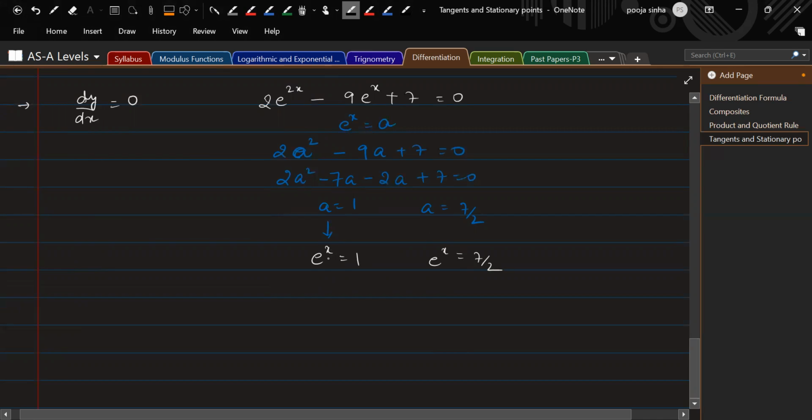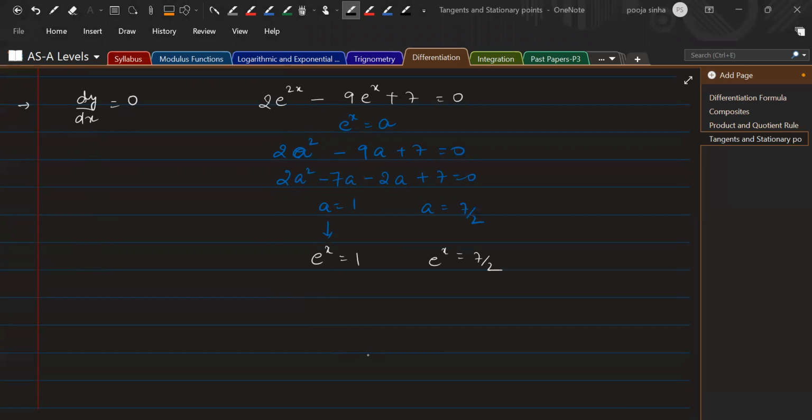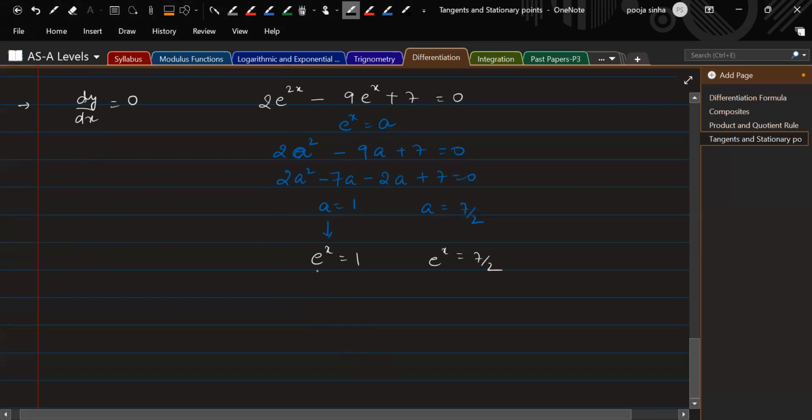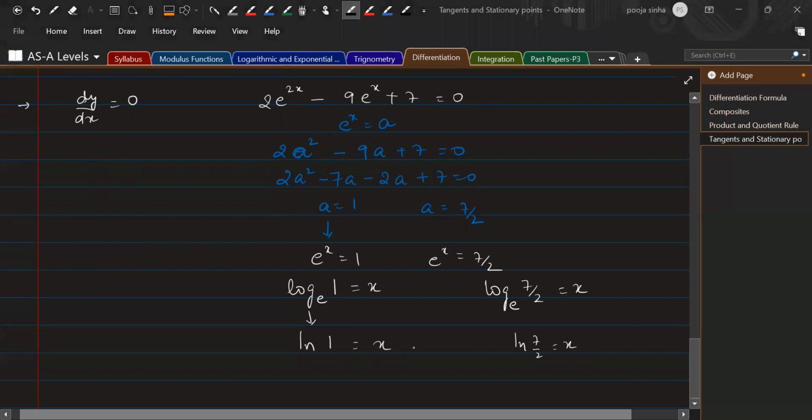Now how do we find the value of x here? Log. So which log will it be, ln or log? ln. Anything with base e, we write as ln. So log to the base e of 1 is equal to x, and log to the base e of 7/2 is equal to x. So ln 1 = x and ln(7/2) = x. So we'll get two answers.